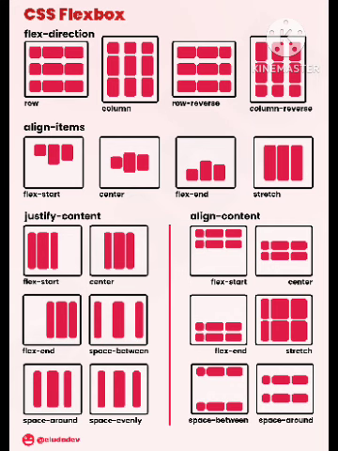Actually we don't say row and column, we say main axis and cross axis. Row is the main axis, column is the cross axis, and justify content is for the main axis, align items is for the column axis, what is that, the cross axis. So for align items, we have stretch, flex start, center and flex end. So what is the difference between each?